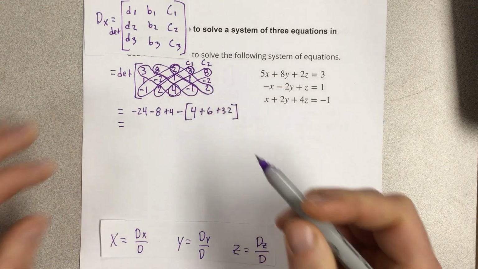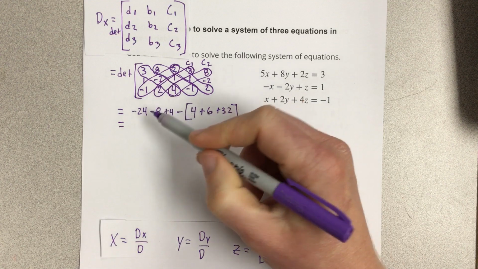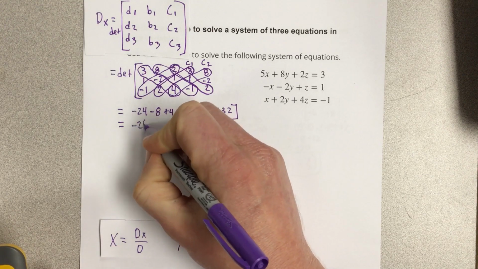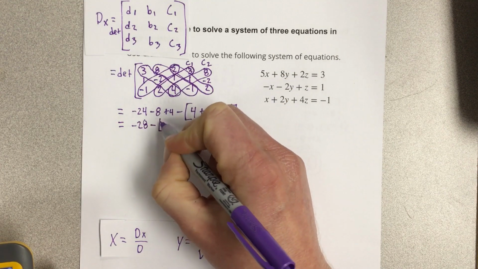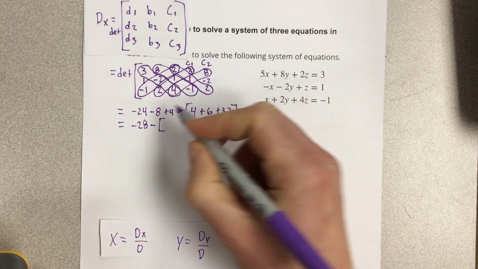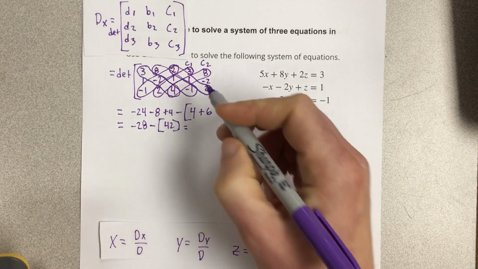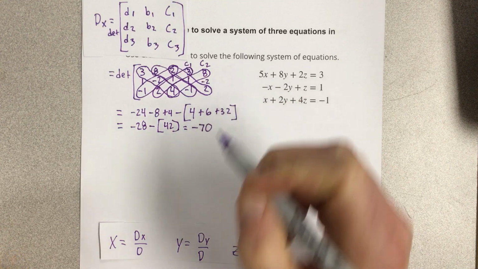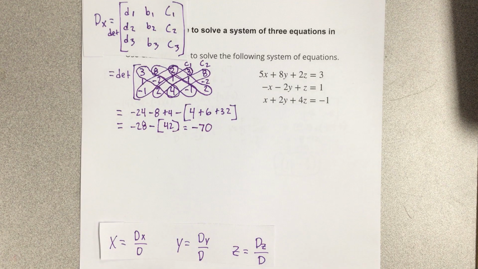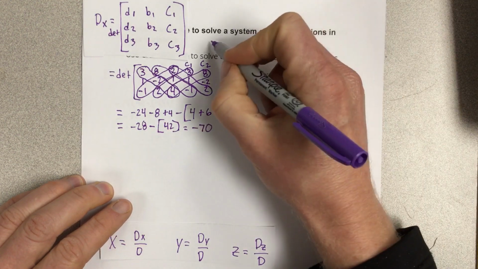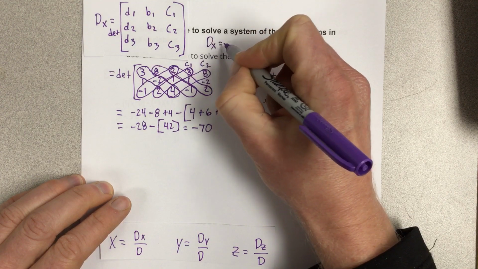Go ahead and add those together. I've got negative 32 plus 4. I'm going to use a calculator to make sure I don't mess this up. This would be negative 28 minus, 4 and 6 is 10, that's 42. Negative 28 minus 42 would be negative 70. So our Dx value is going to be negative 70. I'm just going to write those right here. Dx, negative 70.